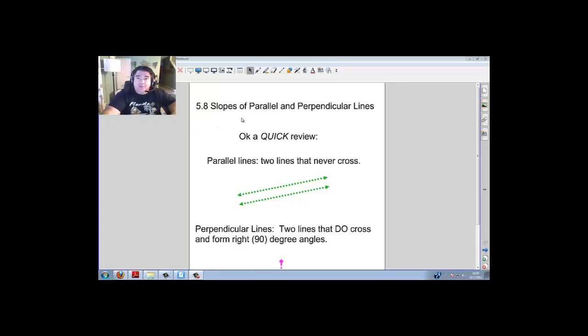Today, 5/8: slopes of parallel and perpendicular lines. Today's going to be a tough one. You'll definitely want to take notes, do the U-tries, and turn it in to me for 10 points extra credit.